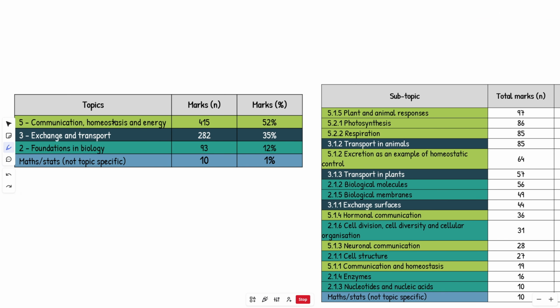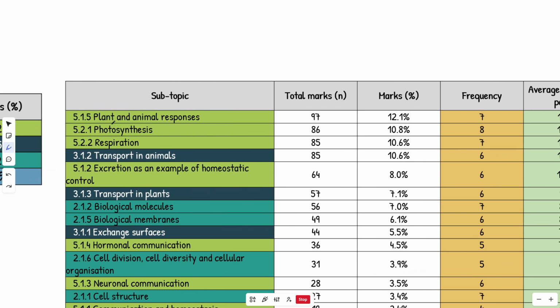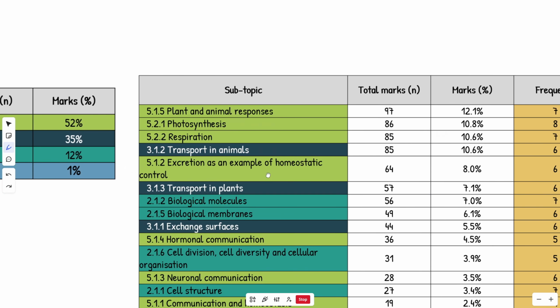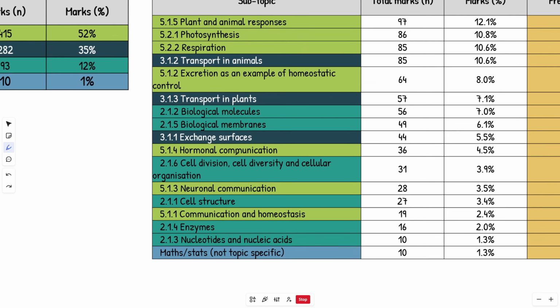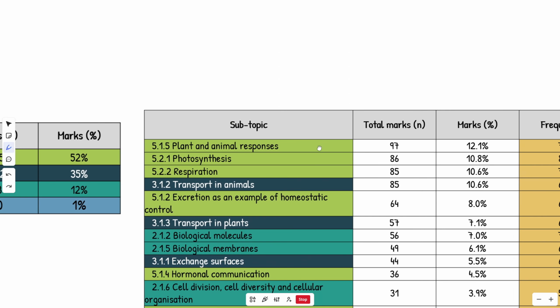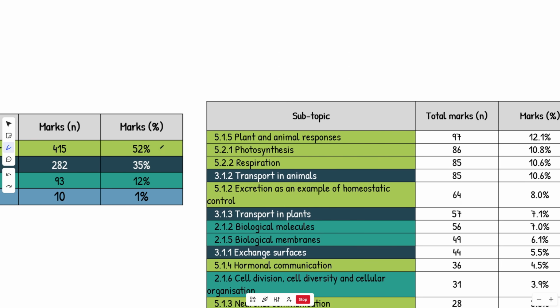Right? So within the communication, homeostasis, and energy topic, the 3 highest subtopics were plant and animal responses, photosynthesis, and respiration. Okay, if you want to know what to do from there, then after that is excretion. Okay, then you can go down a little bit more, hormonal communication, then neuronal communication, and then communication and homeostasis in general. Okay, but if you're looking at this topic in your textbook, YouTube videos, whatever it may be, you can focus on these 3 to begin with.